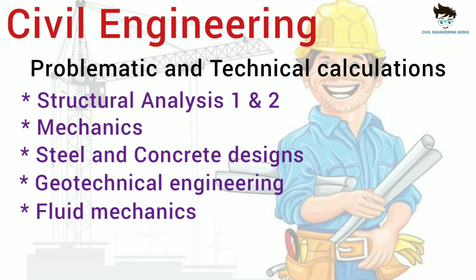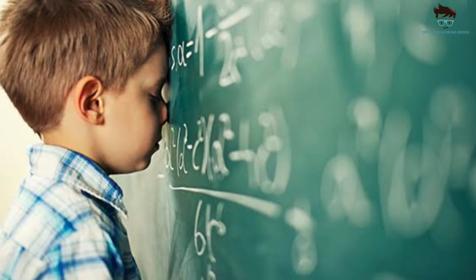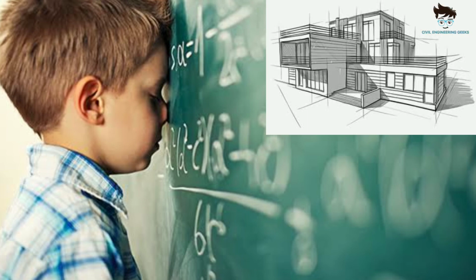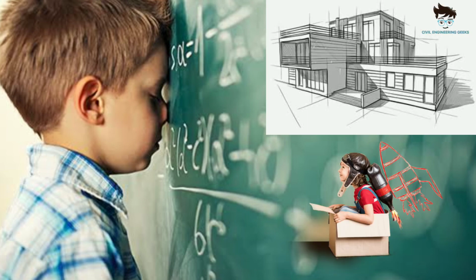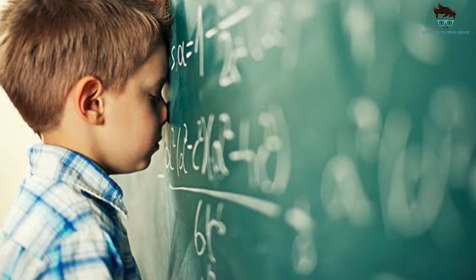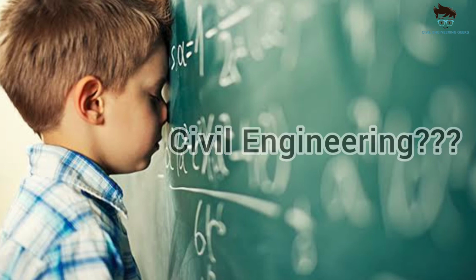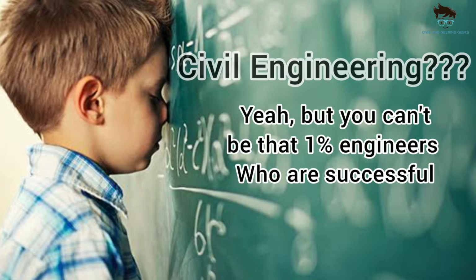Maybe if math is a struggle for you, but you want to get into design and planning and you have a creative imagination, then you should go with architecture. There are plenty of people who ask, I am no good at math, is it possible for me to be an engineer? Yeah, kind of. You can be an engineer, but you can't survive in your field. You can't be that 1% efficient engineer. You are going to struggle a lot choosing engineering when maths is not your cup of tea.